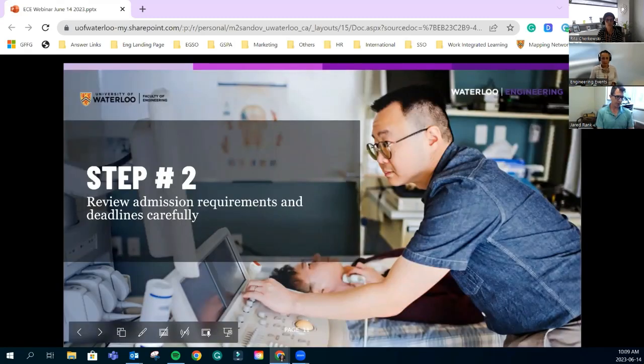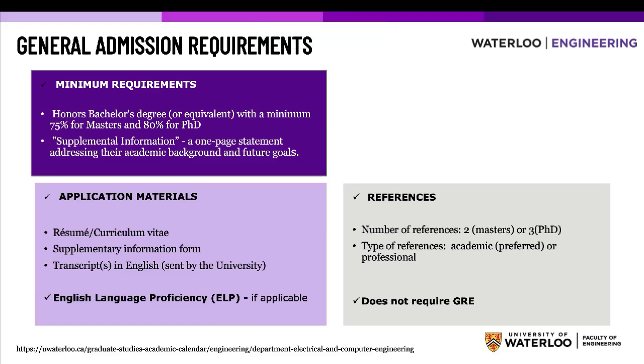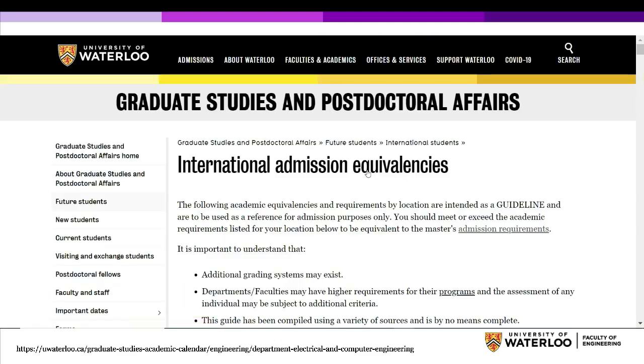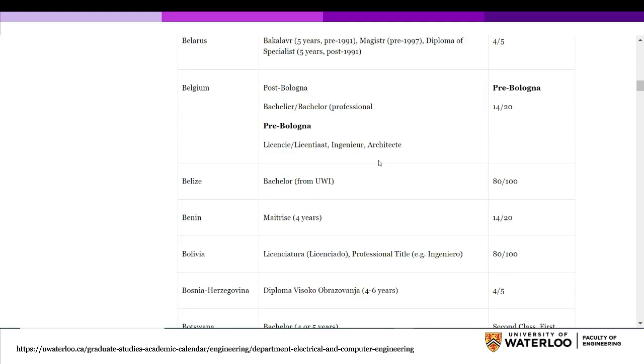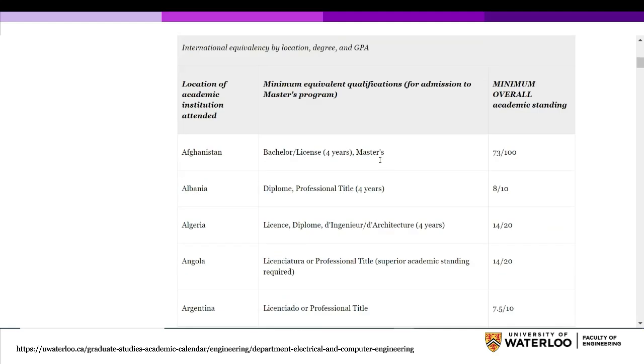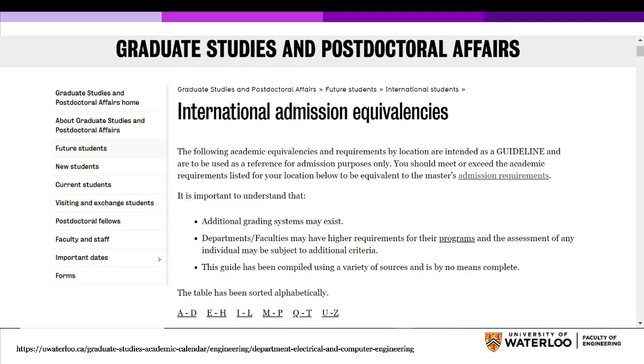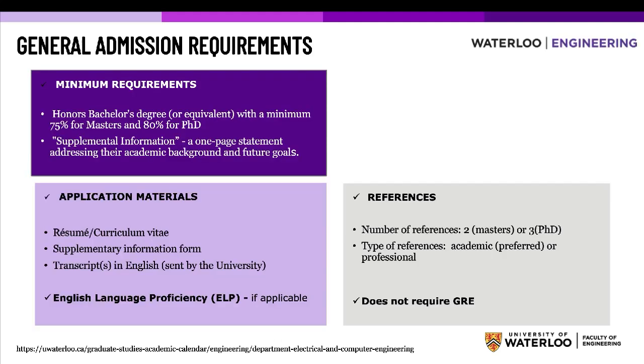The next thing you want to do is review the admission requirements and the deadlines very carefully. For our master's programs, you need to have an honors bachelor degree with a minimum of 75% for master's students, or 80 for the PhD program. The international equivalents are also available, but that is something you can find on the university website. For each country, it will list the equivalent to the 75 at the University of Waterloo. Just keep in mind that those equivalents are for master's programs and not for the PhD programs. So if you do have questions about that, you can contact our admissions coordinator and they can help clarify that.